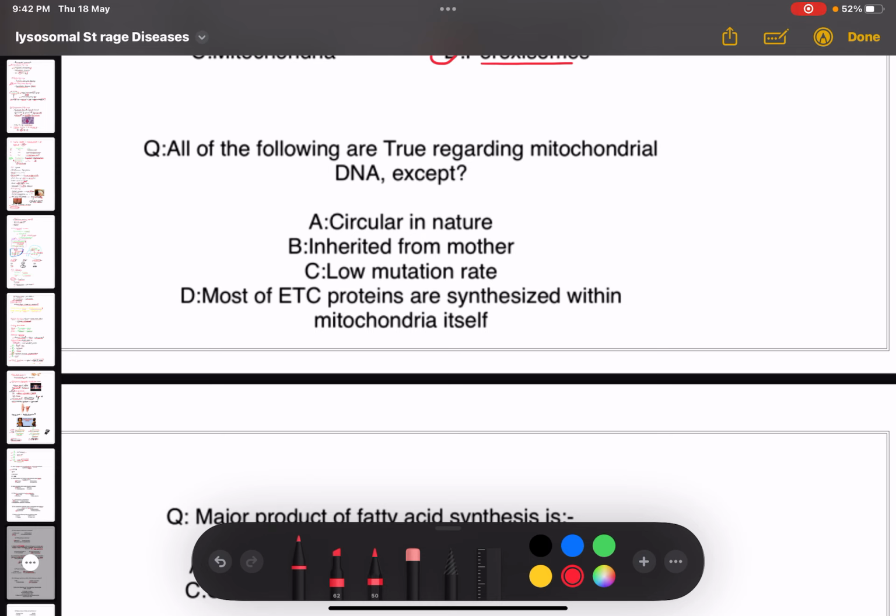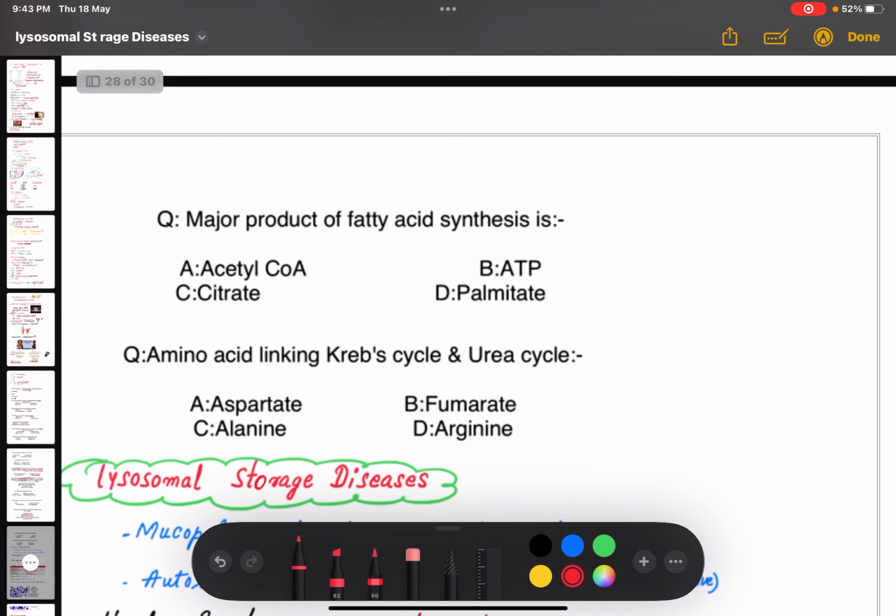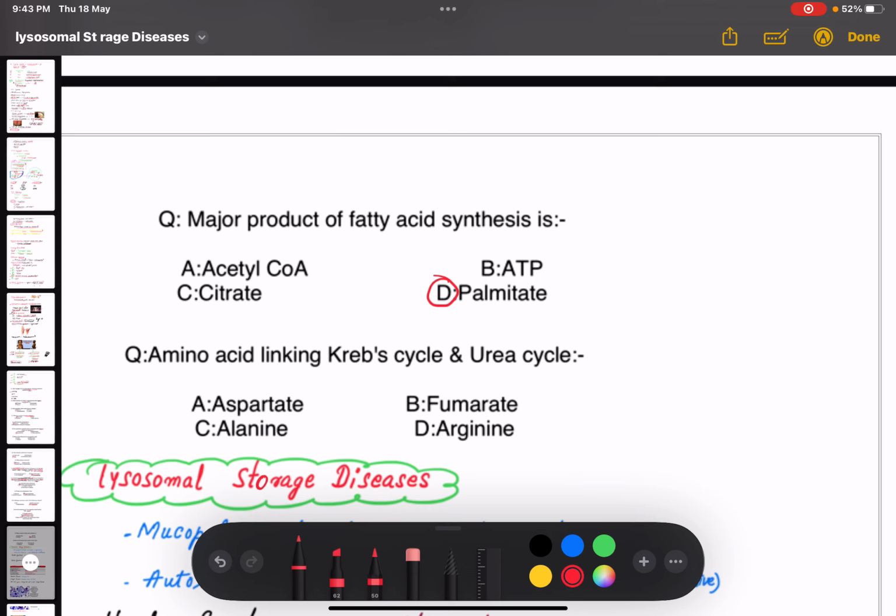All of the following are true regarding mitochondrial DNA except: it is circular in nature. Yes, inherited from mother, correct. Low mutation rate, no, it has a high mutation rate. The answer is C. Most of the ATP proteins are synthesized within the mitochondria itself. Yes, it is correct. Major product of fatty acid synthesis is palmitate.